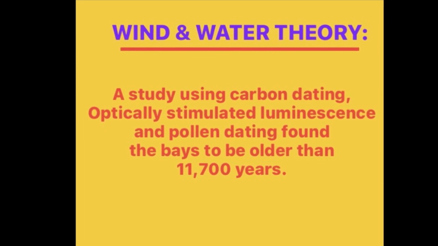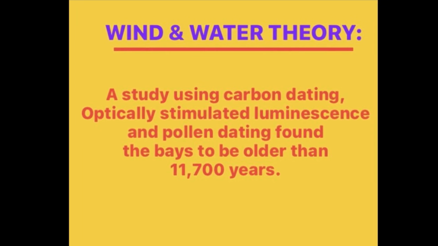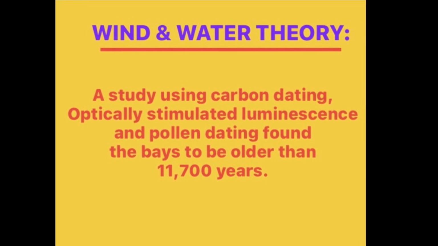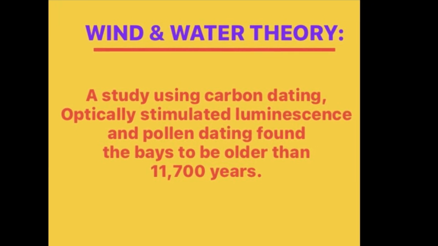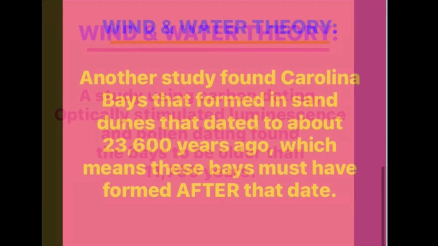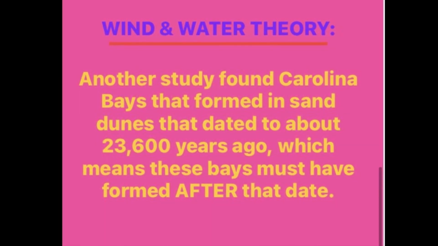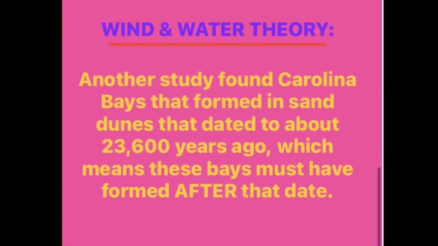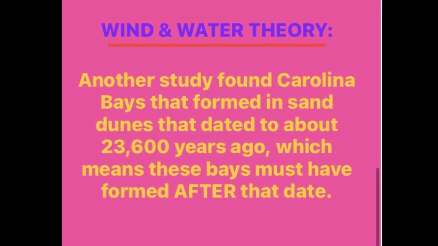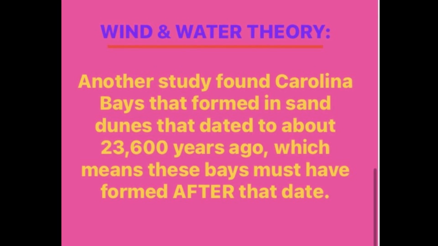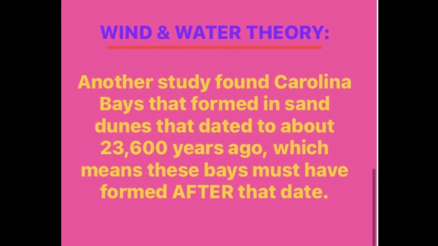An associated study using various dating techniques found that the Carolina Bays were created before 11,700 years ago, which would be the end of the Ice Age. Another study found that the Carolina Bays that they looked at had formed in sand dunes that were dated at 23,600 years ago, which means that these bays formed after 23,600 years ago.